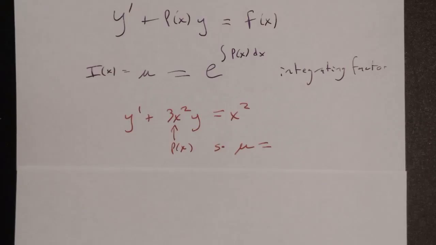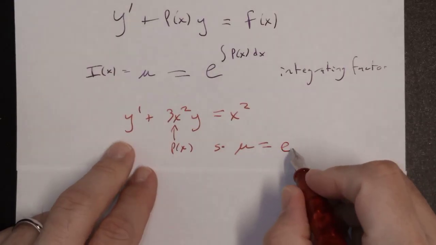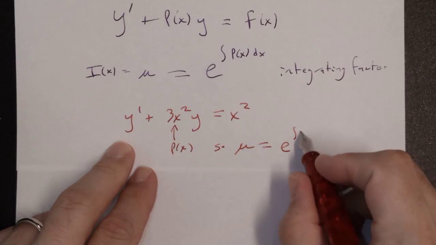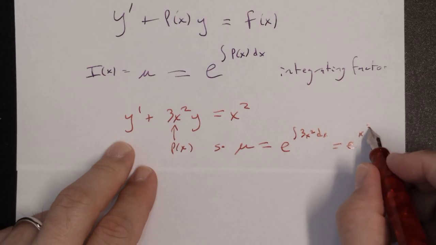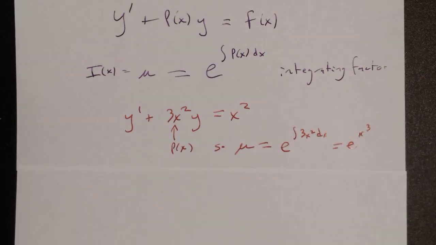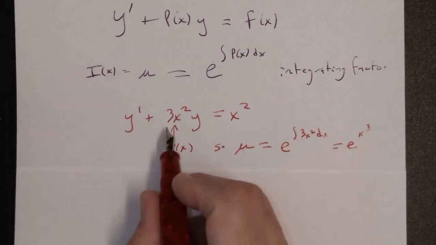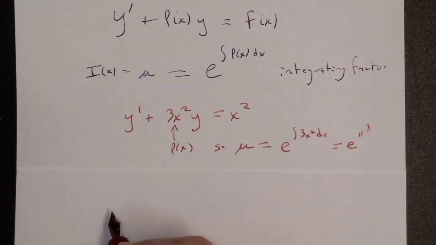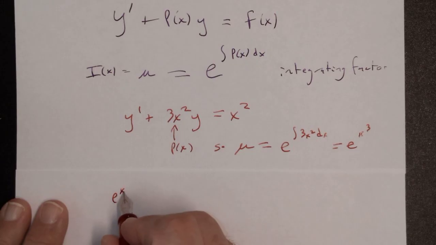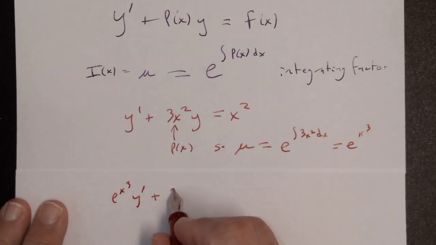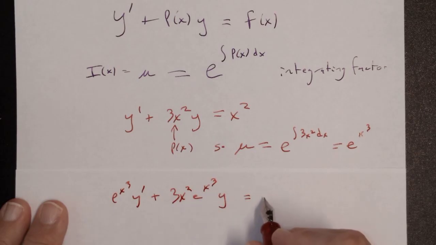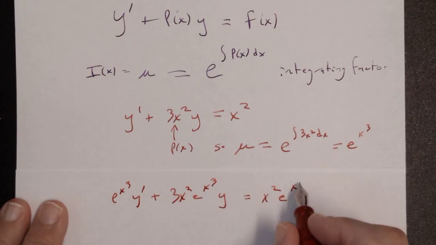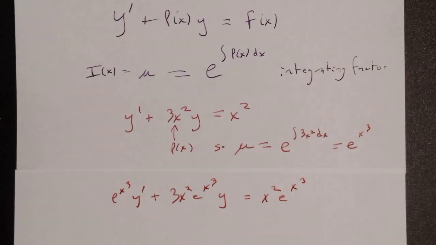Exactly. It's e to the integral of p of x with respect to x. So let's take a look at what happens if I multiply each of these 3 pieces by that. I get e to the x cubed y prime plus 3x squared e to the x cubed y equals x squared e to the x cubed. Notice that in each of the pieces, I put the e to the x cubed in a different spot.